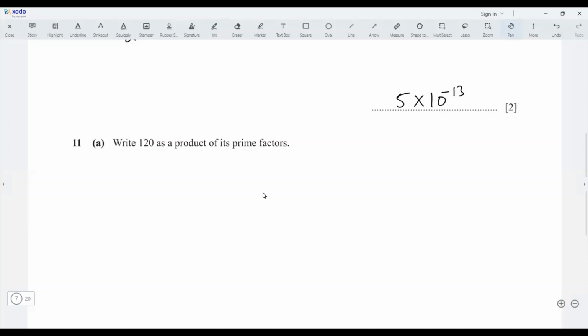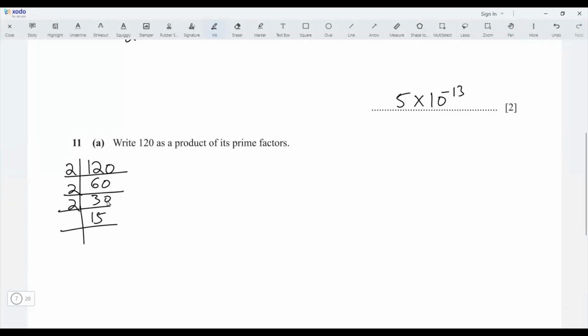P2. So write 120 as a product of prime factors. You have to write down the product into prime factors. We have to do prime factorization, dividing 120 with prime numbers. So it is an even number, so we write down 2, 60. Again 2, 30. Again it is going further.